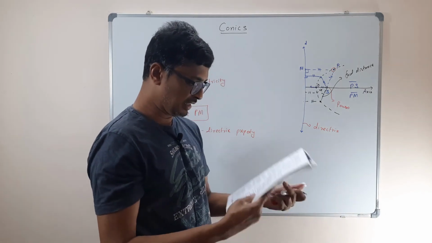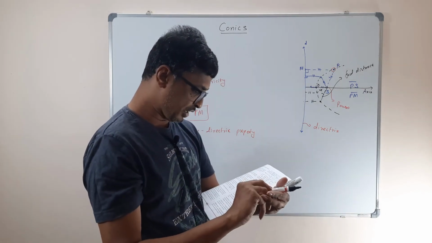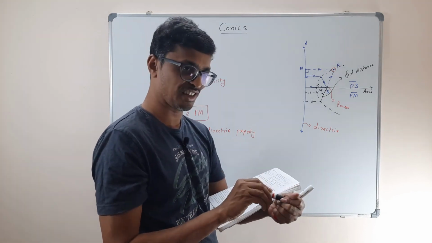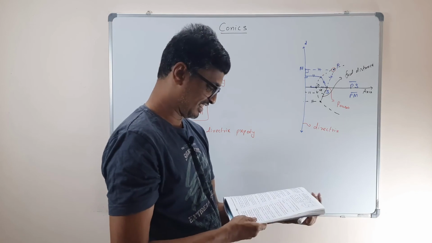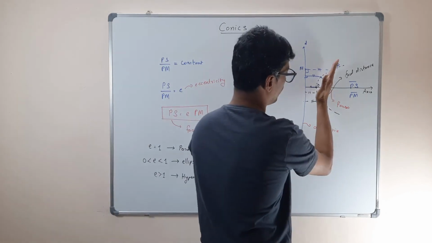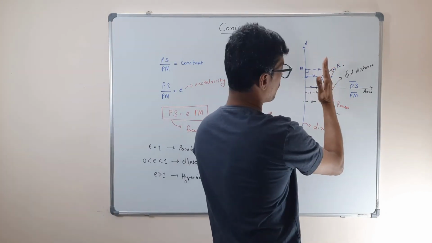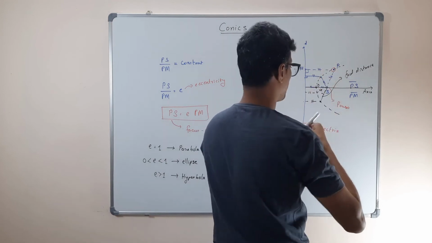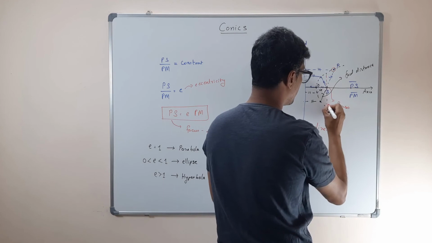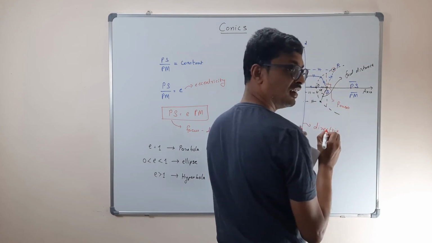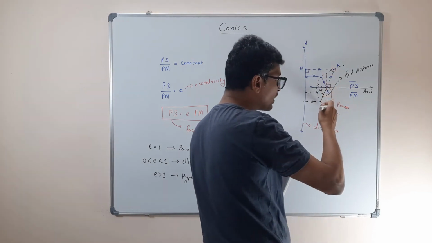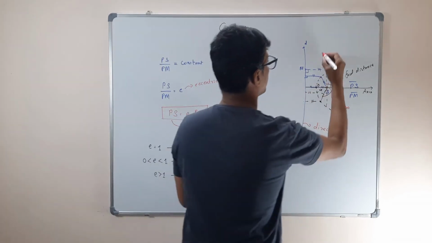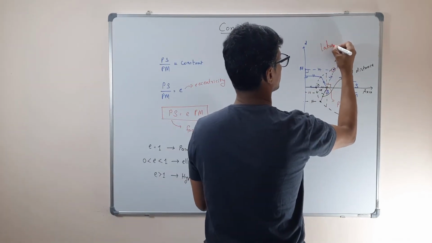Then comes the latus rectum. A focal chord of a conic section which is perpendicular to the axis of symmetry is called your latus rectum. These are all focal chords, but there will be one focal chord which is perpendicular to the axis. Let me draw it like this. So this focal chord is called your latus rectum.